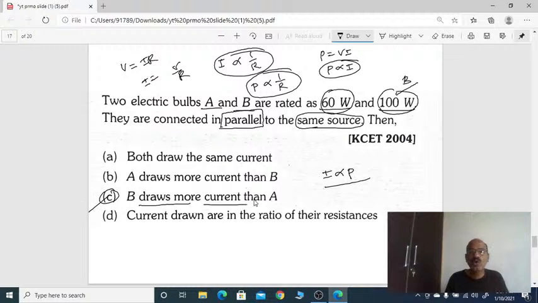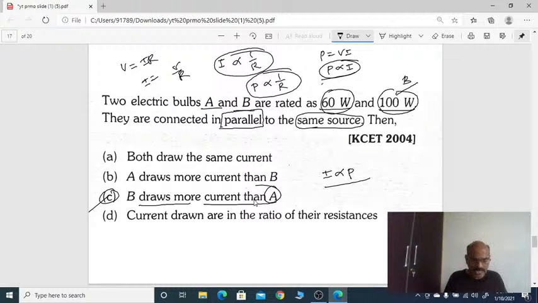B draws more current than A. Option C is the correct answer. Keep in mind, I is inversely proportional to R, so P is inversely proportional to R. Now I and P are directly proportional.